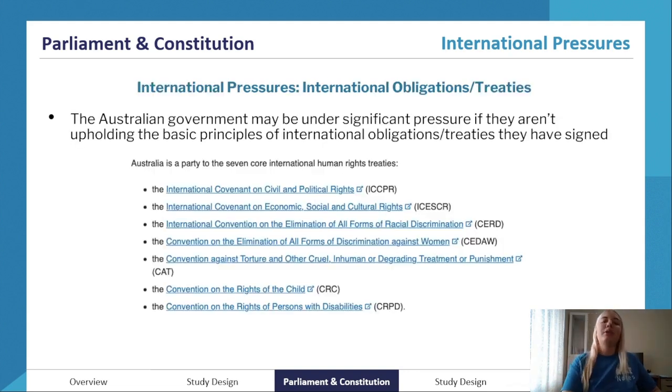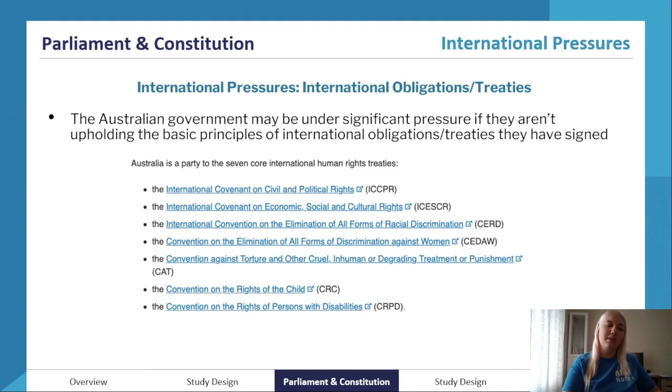So looking at the first one, obligations and treaties. The Australian government could be under significant pressure if they aren't upholding the basic principles of obligations and treaties they have signed to. Interestingly, a treaty, which we said is an agreement between different countries, and we can see some examples of them here, is legally binding under international law.